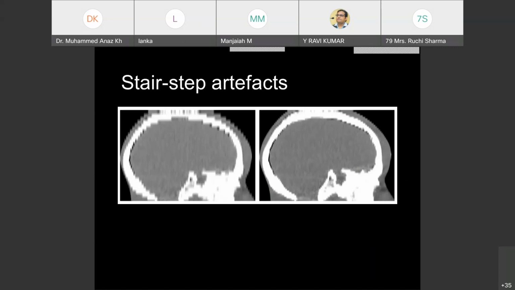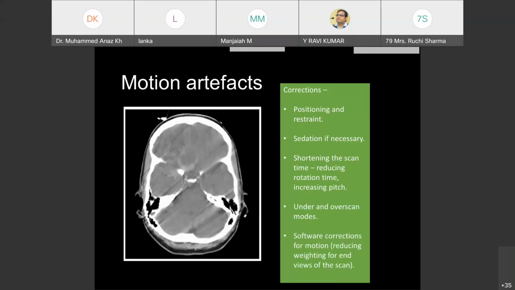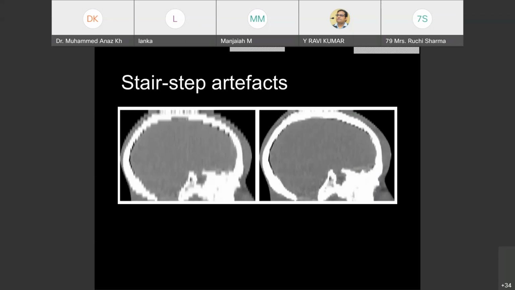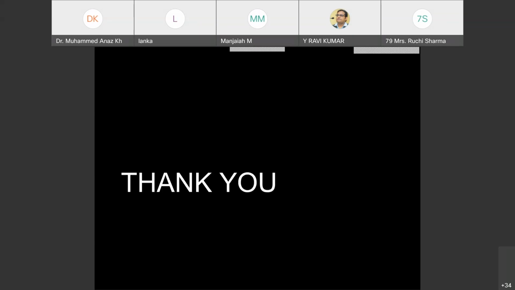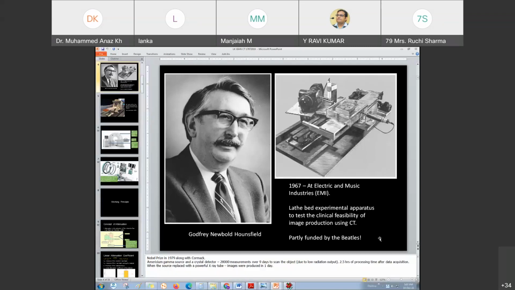Then you have stair step artifacts, depending on the pitch and other issues like whether you are using low radiation or high radiation. For stair step artifacts, obtain thinner sections to reduce them. All right, so these are some of the issues I want to share with you.